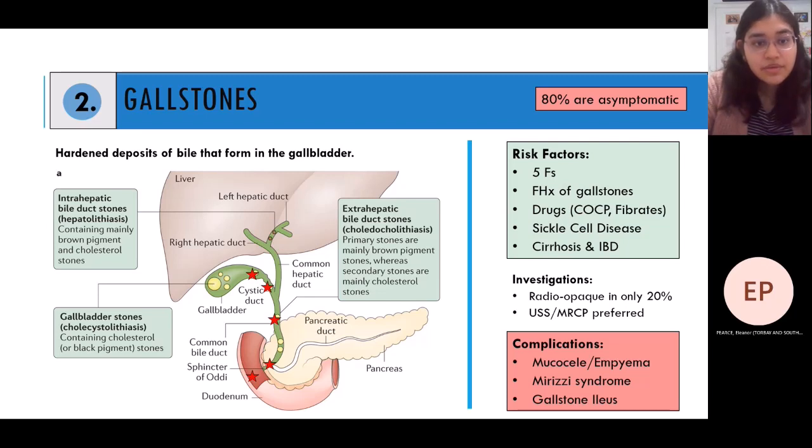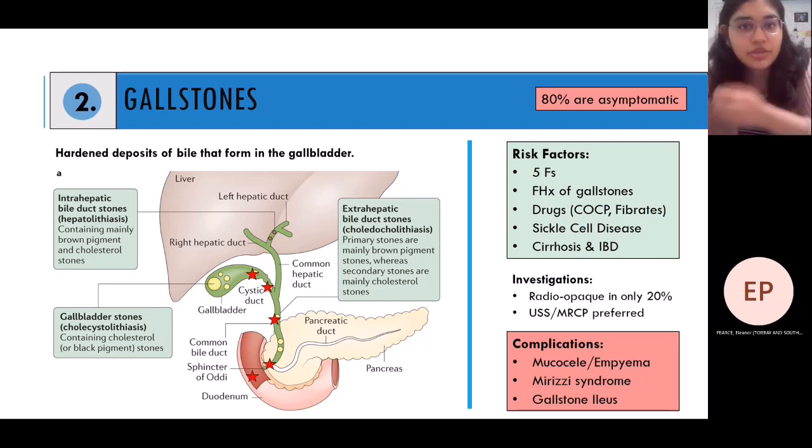Further down, if it blocks the ampulla or the sphincter, then in addition to complete biliary obstruction, it can also cause pancreatic duct obstruction. And very rarely, if it does pass into the duodenum, it can be one of the causes of a small bowel obstruction, if it's such a large stone that it completely obstructs the bowel.